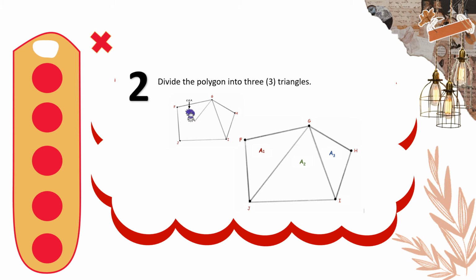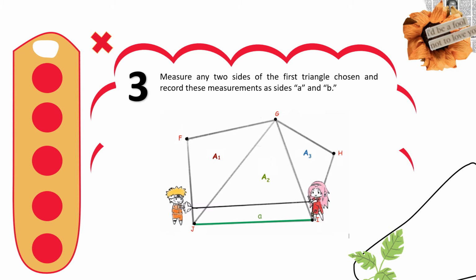Step 2. Divide the polygon into 3 triangles. Step 3. Measure any two sides of the first triangle chosen and record these measurements as sides A and B.